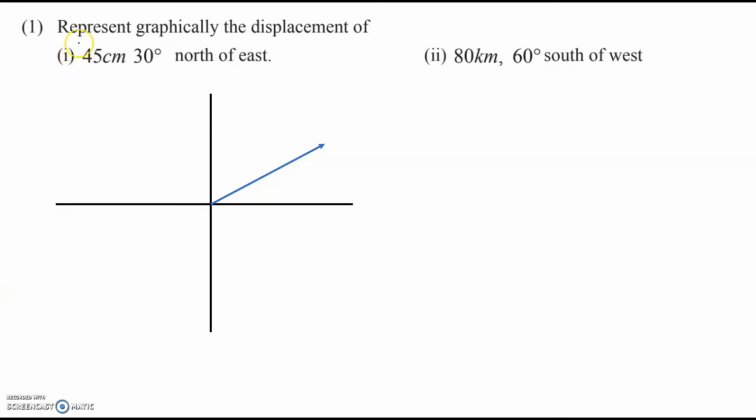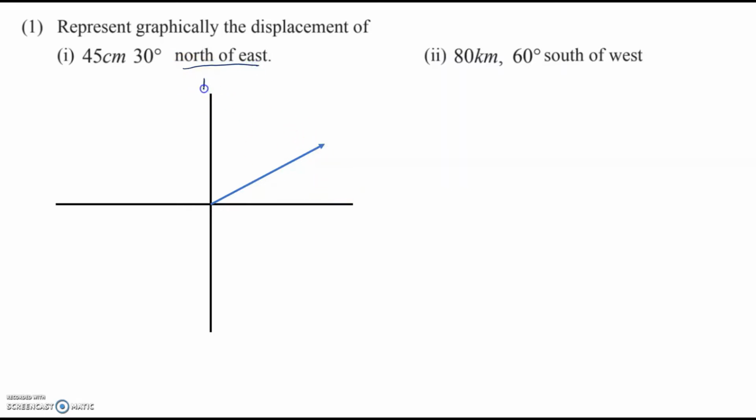So the first question is, represent graphically the displacement of 45 centimeters, 30 degrees north of east. Okay, so we have to graphically represent a displacement which is 30 degrees north of east and its length is 45 centimeters. So let's first look at the direction north of east.